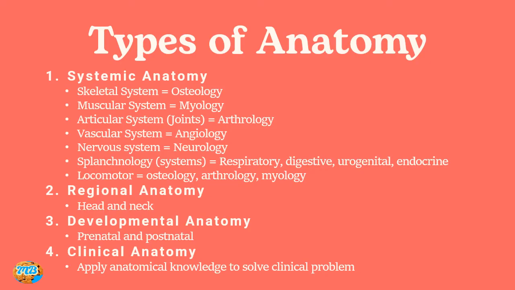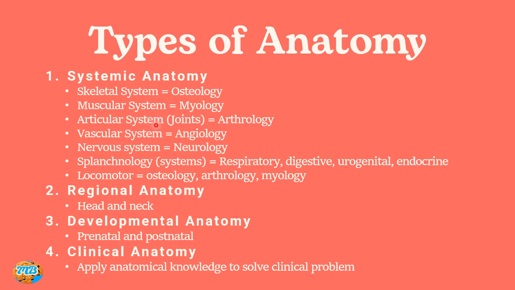First, we'll go over the different types of anatomy. So one type of anatomy is based on systems, and the terminology is pretty self-explanatory. The suffix ology stands for the study of, and the prefix tells you what it's talking about. So osteology, study of bones, so that would be the skeletal system. Myology, study of the muscles, the muscular system, because myo stands for muscles.